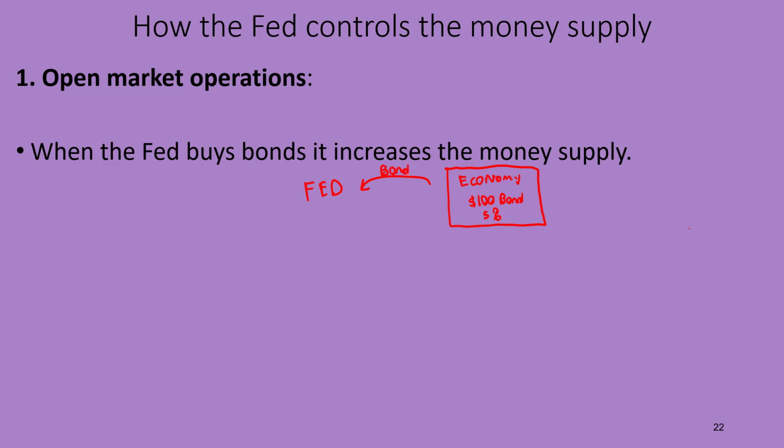So the Fed gets the bond. Having said that, in order to get the bond, the Fed has to pay back that $100 plus the interest. So that's $105 that now gets thrown into that person's hands, right? So the economy now has $105 more dollars in it. So that's one way that the Fed could increase the money supply: by buying back these bonds.